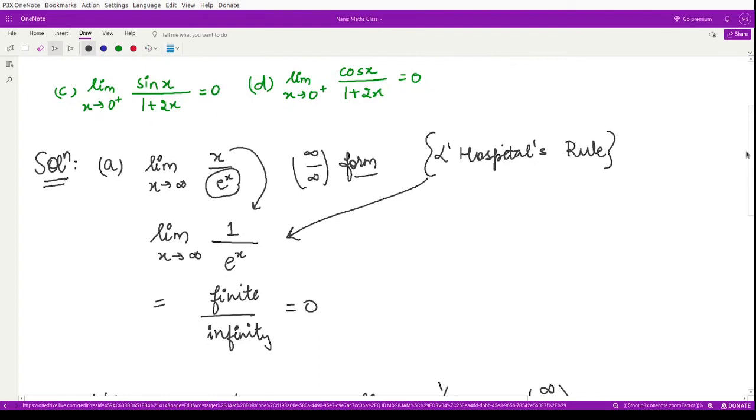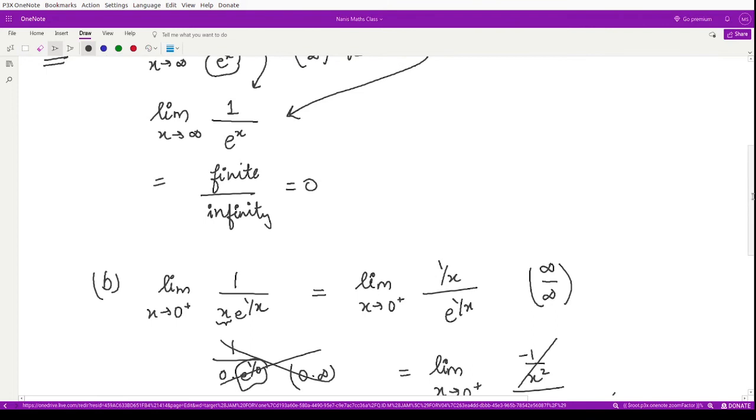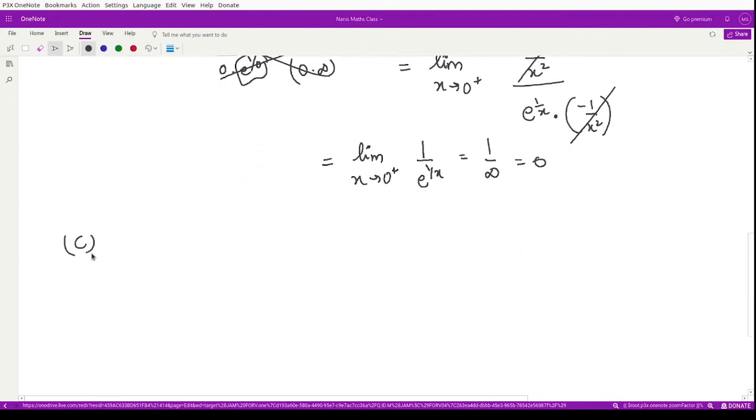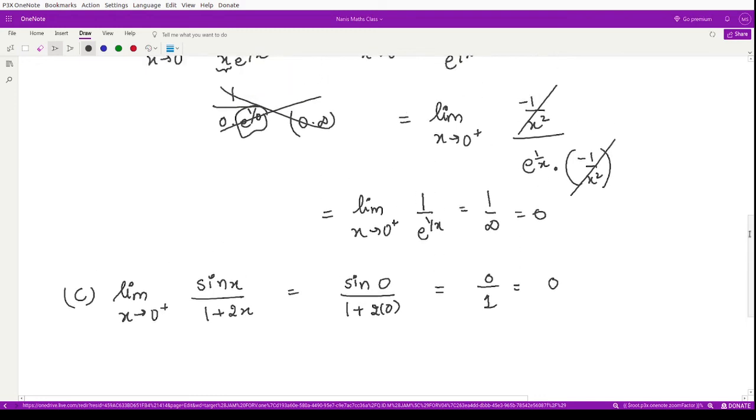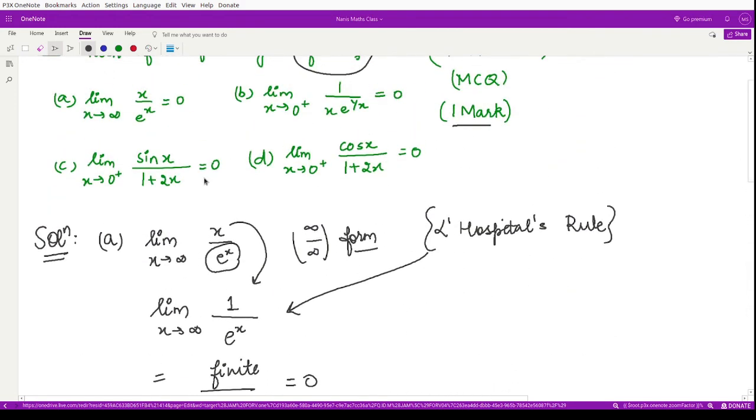Here we are to check this limit. So let me write it down. Option number three says you have to check the limit as x goes to 0 positive of sin x divided by 1 plus 2x, right? Now when you substitute the limit directly, what would it become? It would be sine 0 divided by 1 plus 2 into 0, right? Now what is sine 0? Sine 0 is 0, you already know, divided by 1. So that means it is equal to 0 only. So here also this option is true, right? Because the limit here is given to be 0.